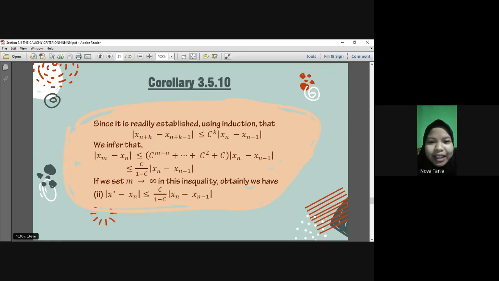If we let m go to infinity in this inequality, we obtain (2), where |x* − x_n| ≤ c/(1 − c) |x_n − x_{n−1}|.